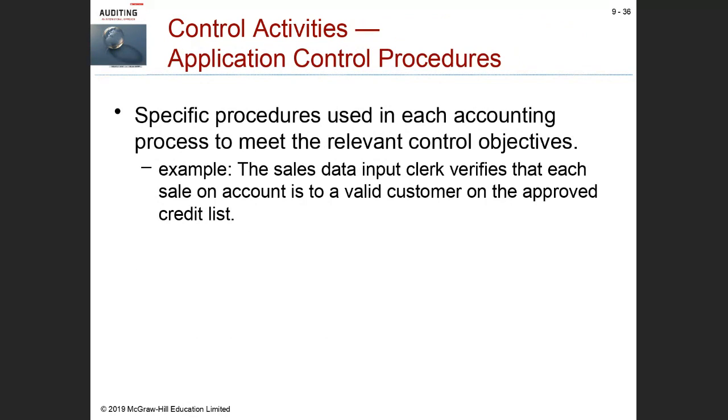The application control procedures, again, as I said, are the detailed level controls. They give an example here. Specific procedures are used in each accounting process to meet the control objectives of that accounting process. So for example, if you need a control to ensure sales invoices recorded are complete, that's different than ensuring all payroll checks are complete. The nature of the system is going to make the control different. That's what they're referring to here. They do give us an example, though.